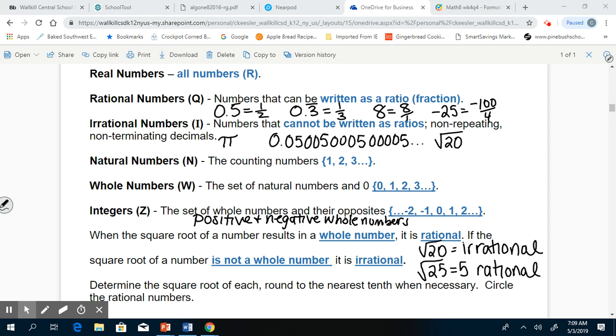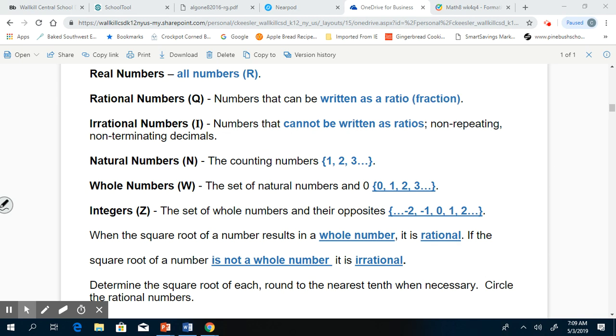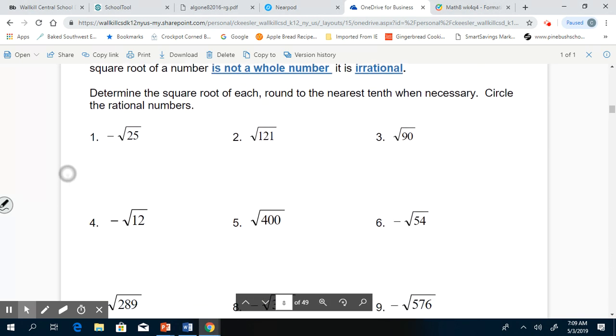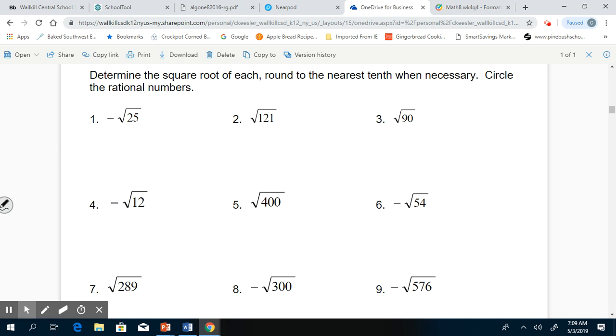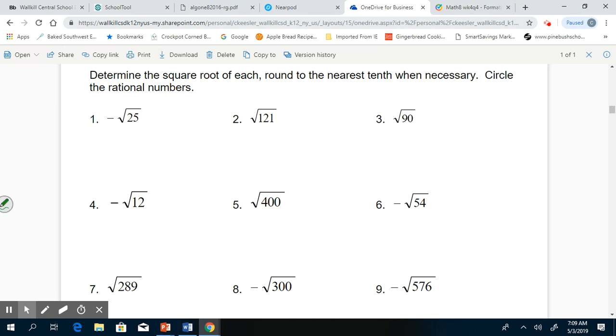I'm going to do some of the next examples with you, and then you're going to try the last 4 on your own. It says determine the square root of each of the following, round to the nearest tenth when necessary, circle the rational numbers. I kind of did this one already with you. We have negative square root of 25. You should know that the square root of 25 is exactly 5. Therefore, the negative square root of 25 is negative 5. So this is rational, so we're going to circle it. I'm also going to write it underneath.